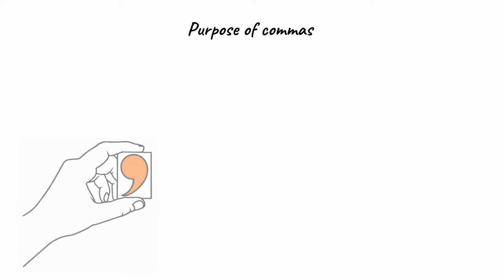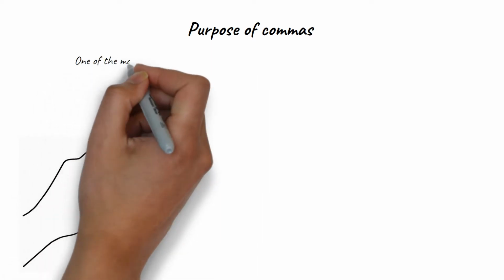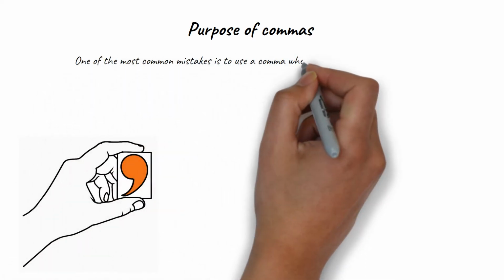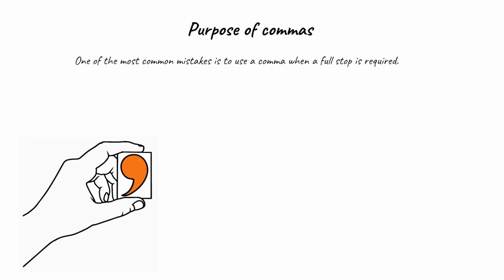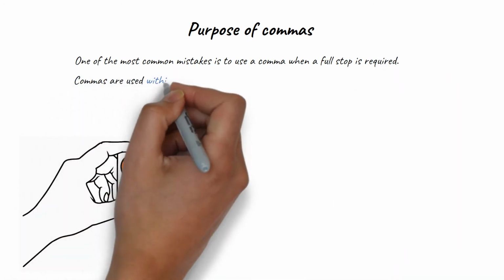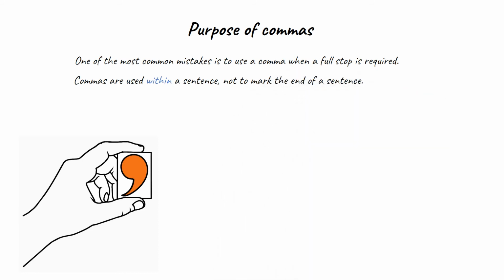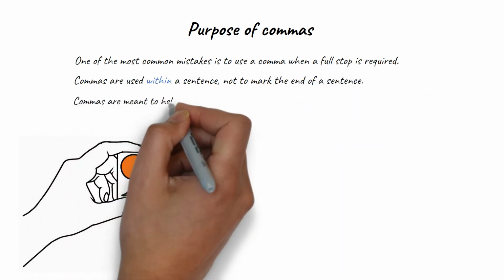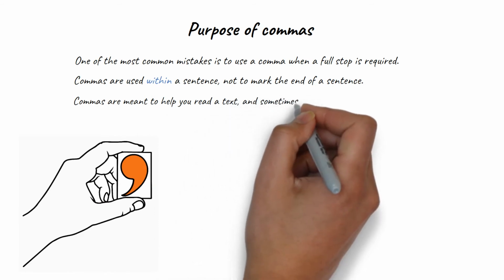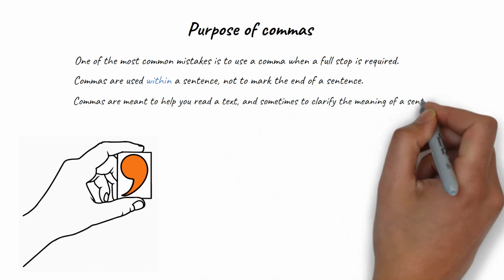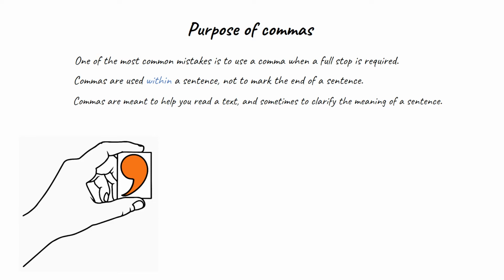Purpose of commas. Commas are used the most often compared to other punctuation marks and at times used incorrectly. One of the most common mistakes is to use a comma when a full stop is required. Commas are used within a sentence, not to mark the end of a sentence. Commas are meant to help you read the text and sometimes to clarify the meaning of a sentence.